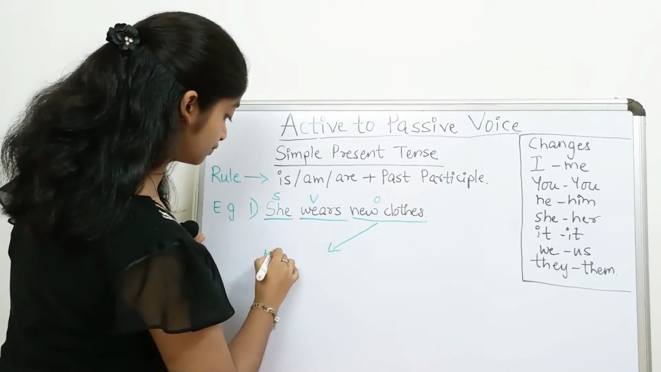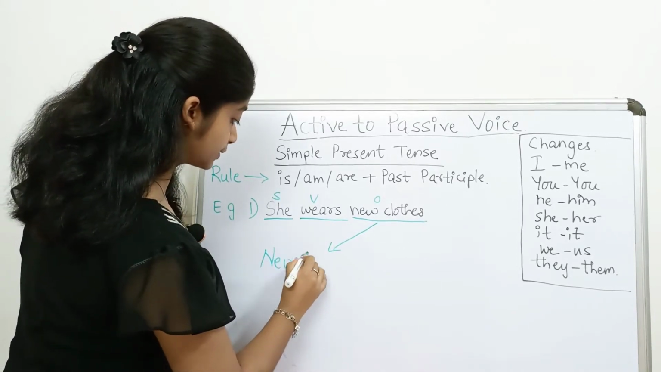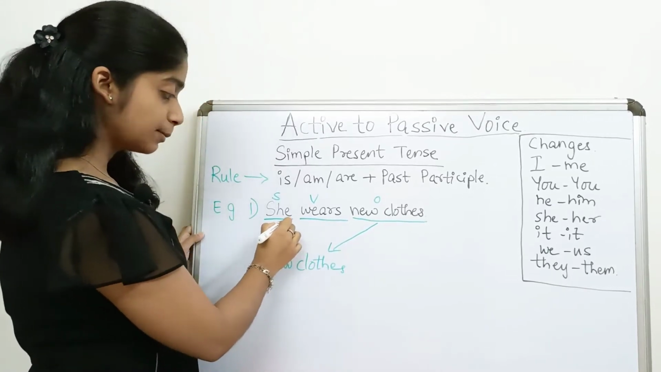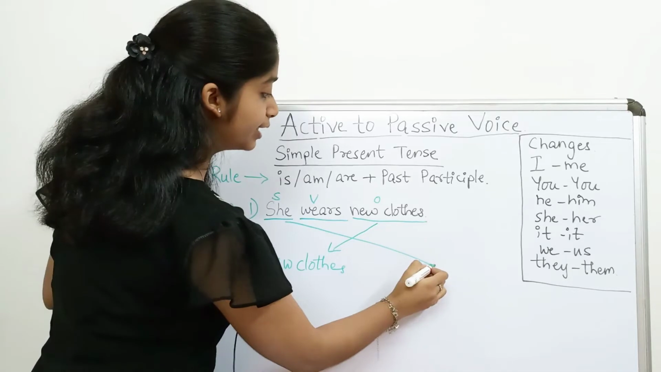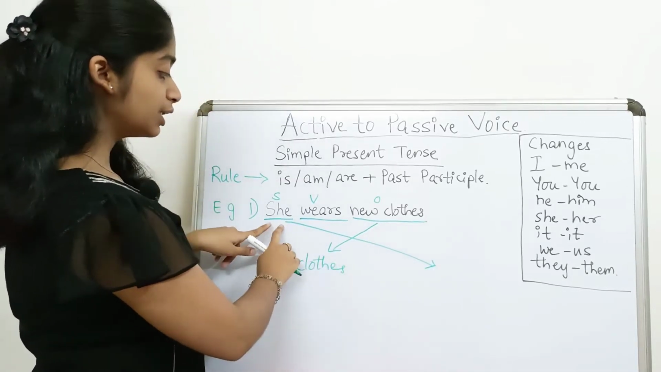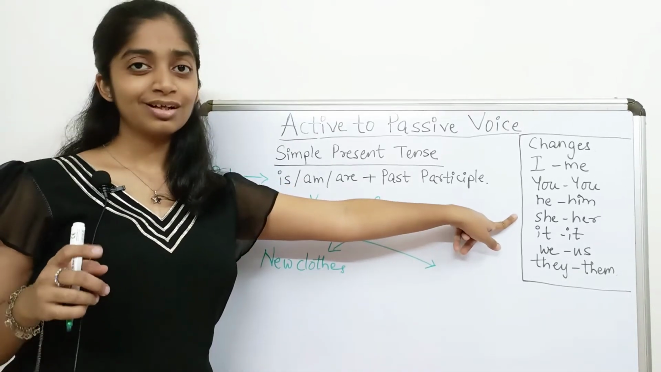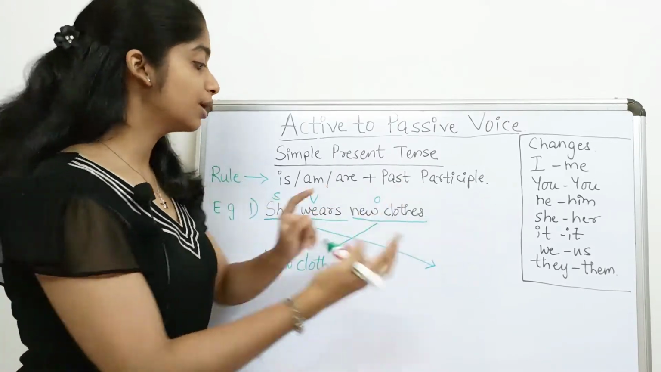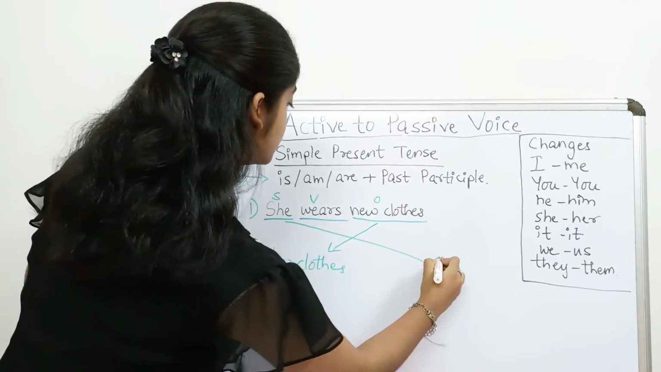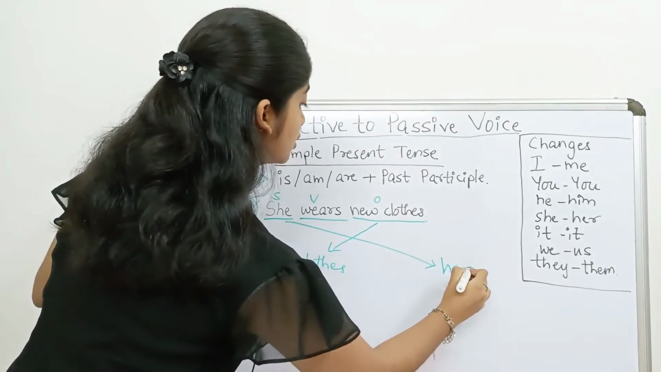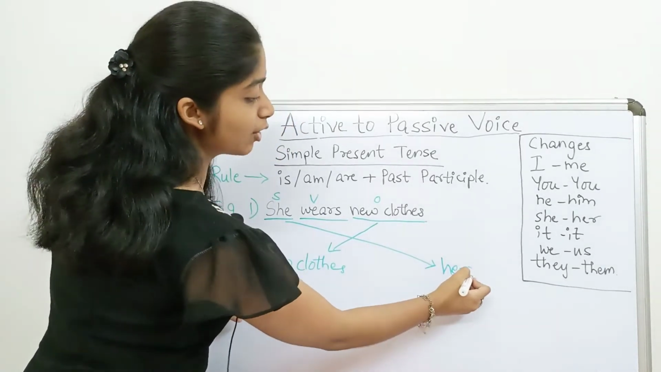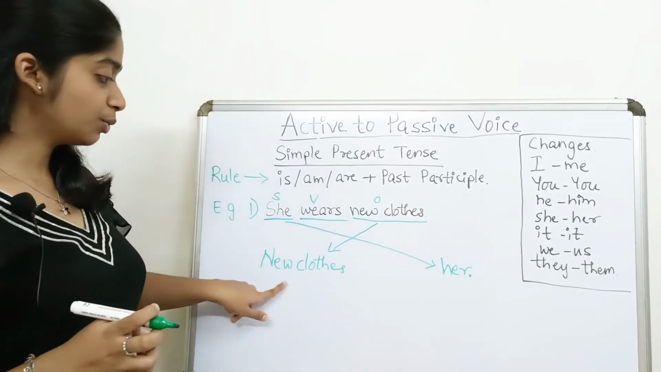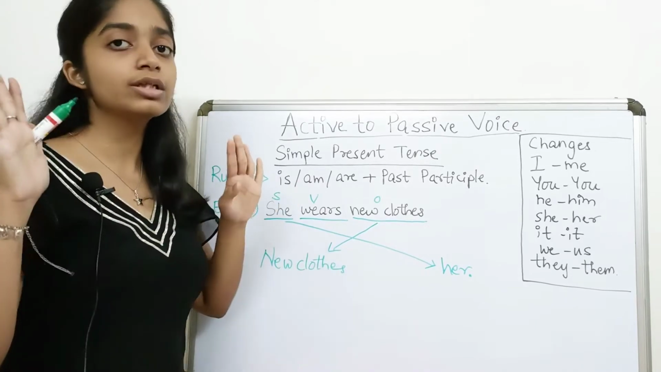So, new clothes. And subject will go at the end. She will become her. We have seen this in the changes part, right? So instead of she, we will write here her, and at the end a full stop. Please do not forget this. New clothes and her. This is all done.